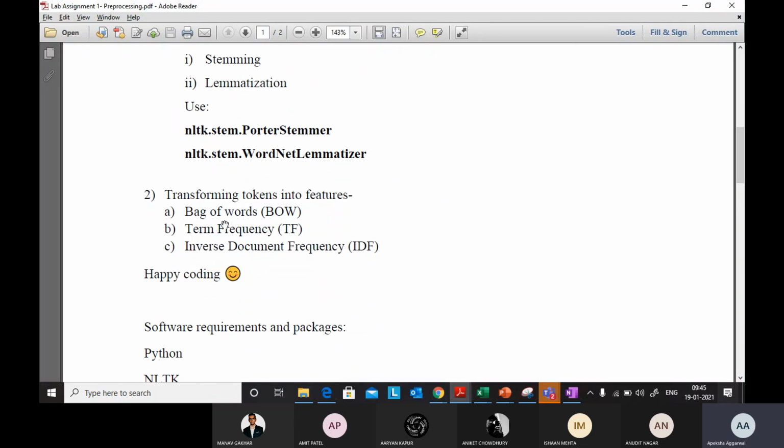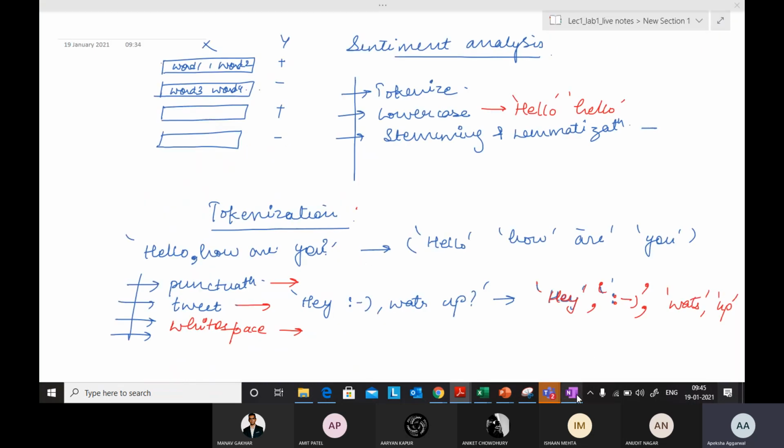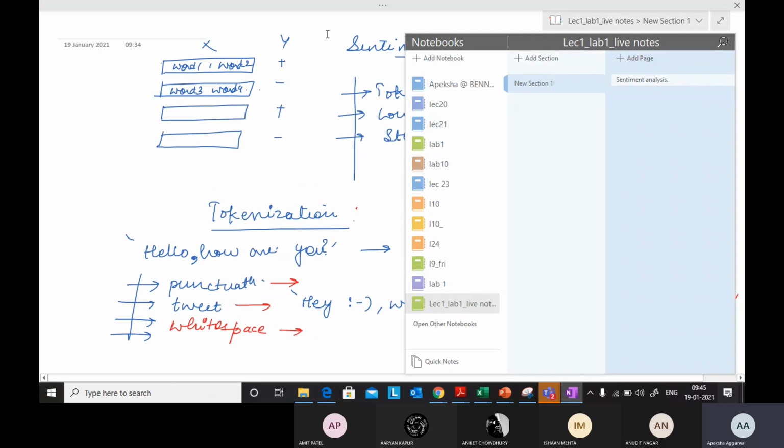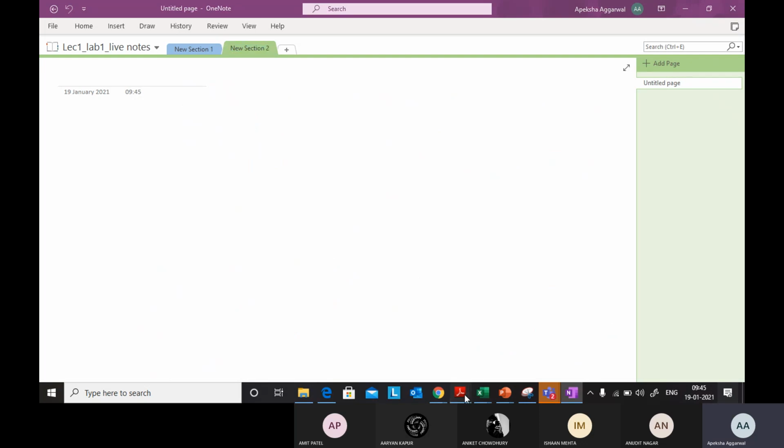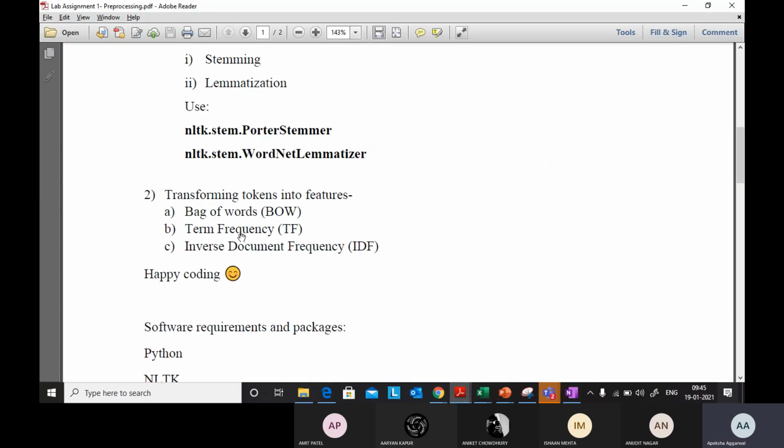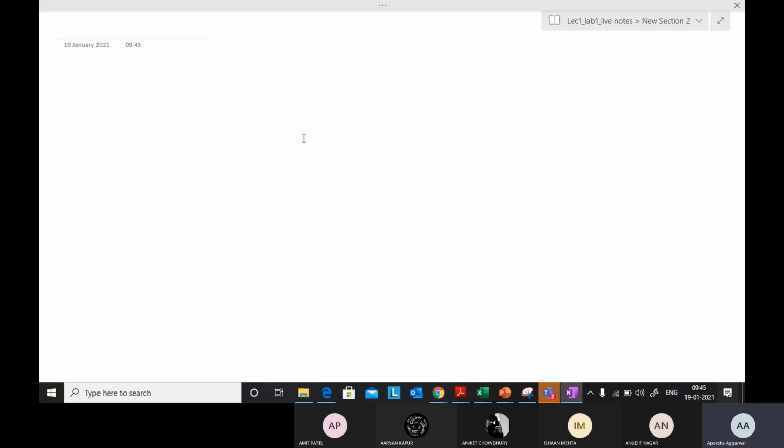So next are bag of words, term frequency, and IDF. These three are new to you, so I'm going to cover this one. Okay, so let's see. First is bag of words, term frequency, and inverse document frequency. In bag of words, suppose we have a sentence. Now, basically, why are we doing this? Question number one: what is the need of term frequency, IDF, what are we doing?